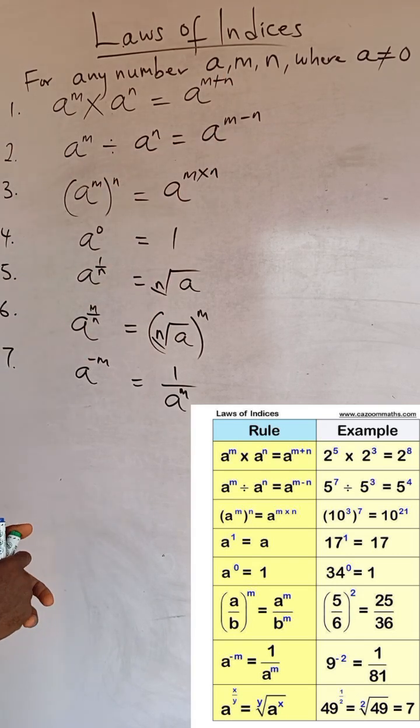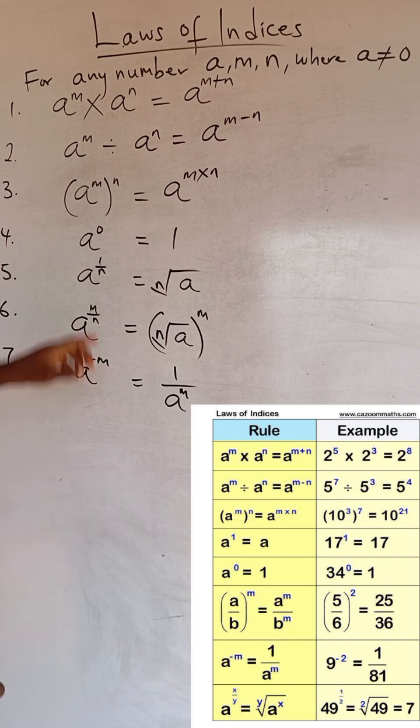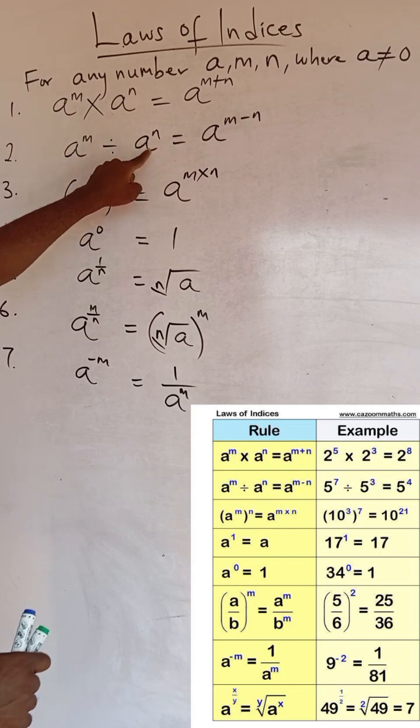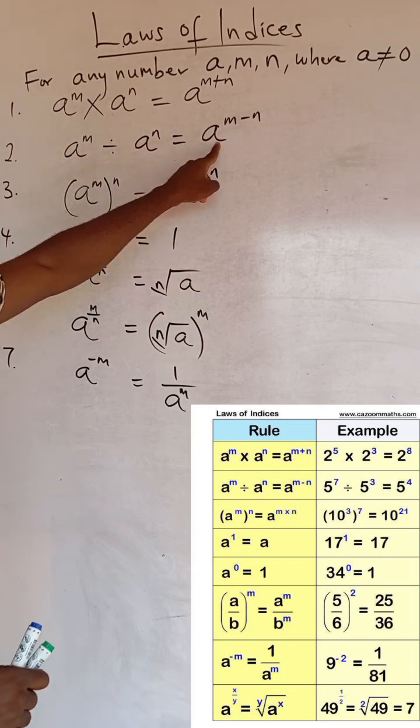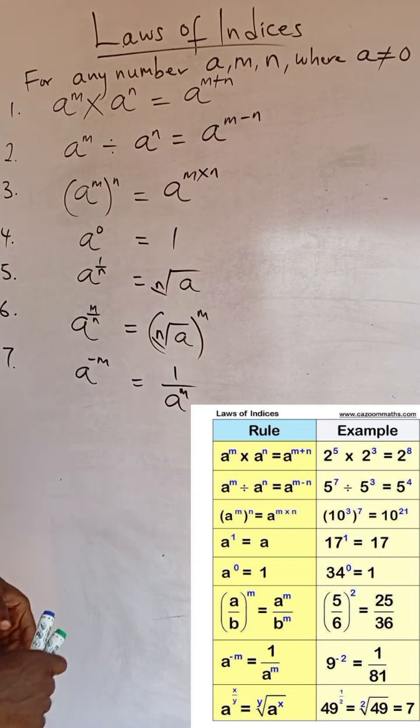The second law is the division law. When you are dividing powers of the same base, you take one of the base, then you subtract the powers. Look at the bases, A, they are the same. So we just take one of them, then we subtract their powers.